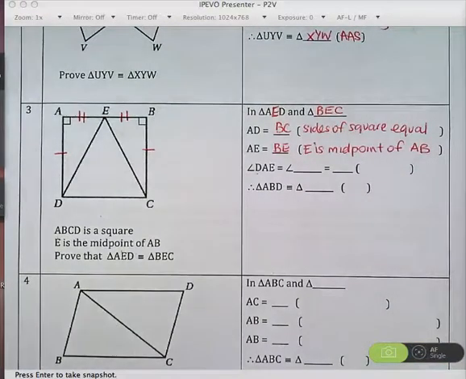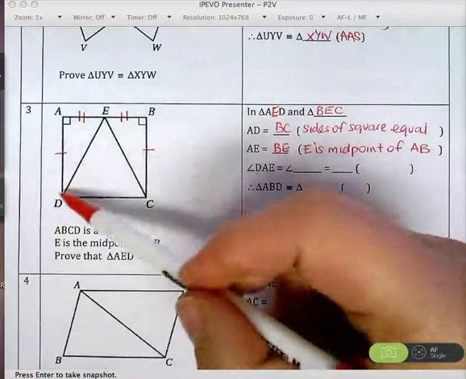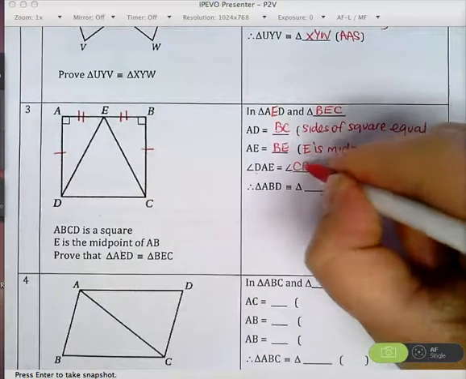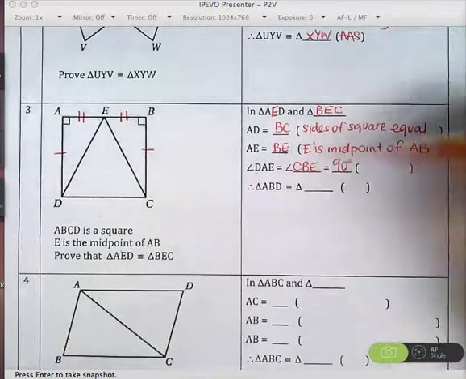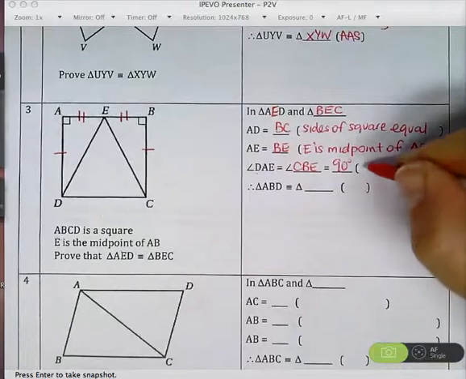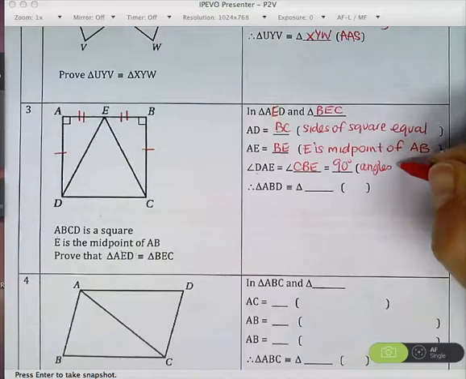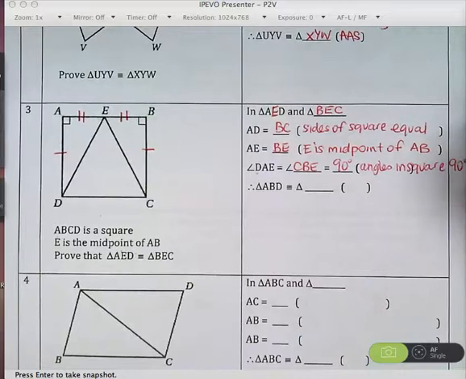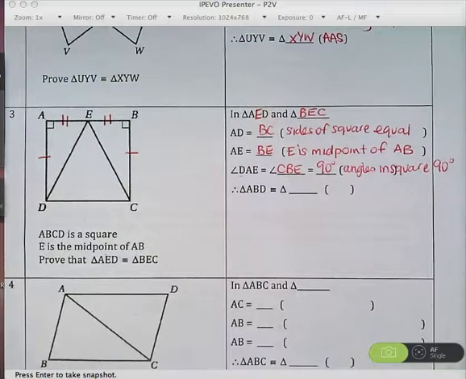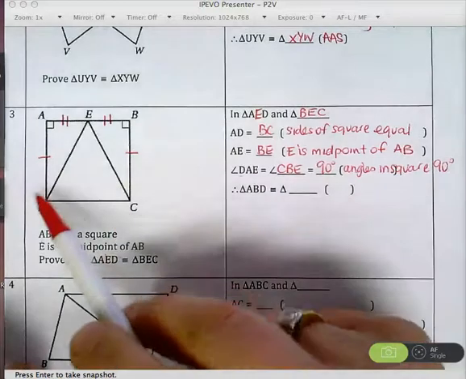Now we need one other piece of information. We've got two pieces of information. We also know that angle DAE is equal to angle CBE, which equals 90 degrees. I know it's marked on the diagram, but you can write that angles in a square are 90 degrees. So therefore we've got enough information.